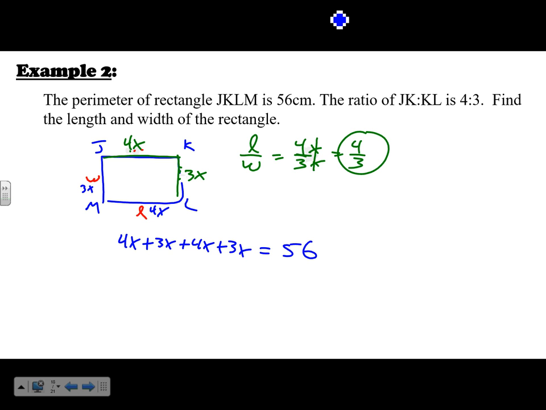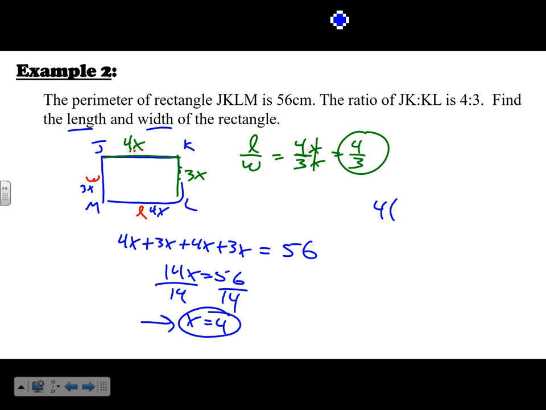We combine our like terms. We have 4 plus 3 is 7, plus 4 is 11, plus 3 is 14. So we have 14x is equal to 56. Divide both sides by 14. X is equal to 4. So that's really nice, but it says find the length and the width. Well, now that we have x is equal to 4, we can plug that back in. The length is 4 times 4, so that's 16 centimeters for the length. The width is 3 times 4, which is 12 centimeters for the width.